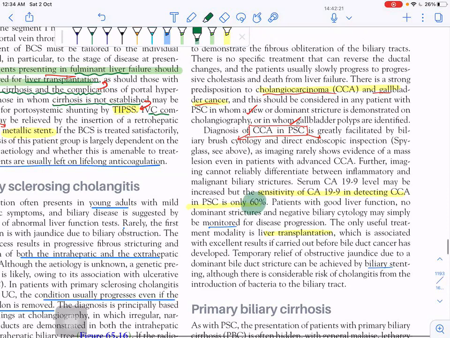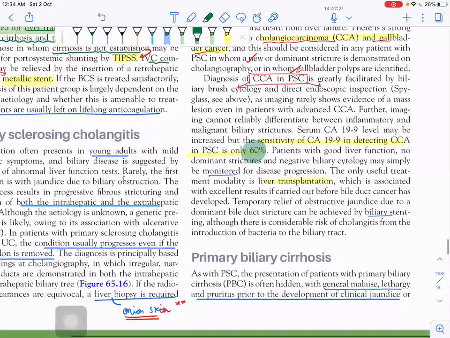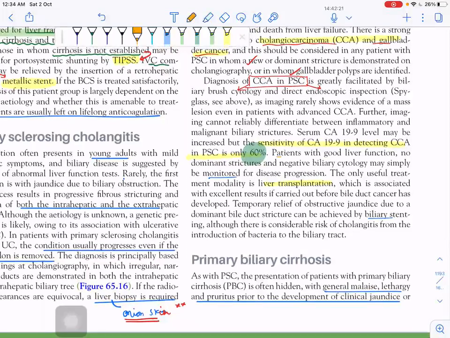What are the treatment options for PSC? If the patient presents with good liver function, no dominant strictures and negative biliary cytology, they will monitor for liver disease progression, but the only useful treatment is liver transplantation. Liver transplantation gives excellent results when done before the development of bile duct cancer. As usual, we can use temporary relief for jaundice. You can use biliary stenting for cholangitis and relief from the jaundice.